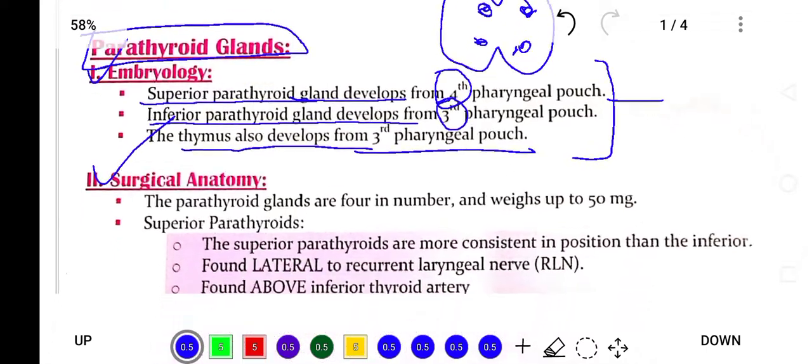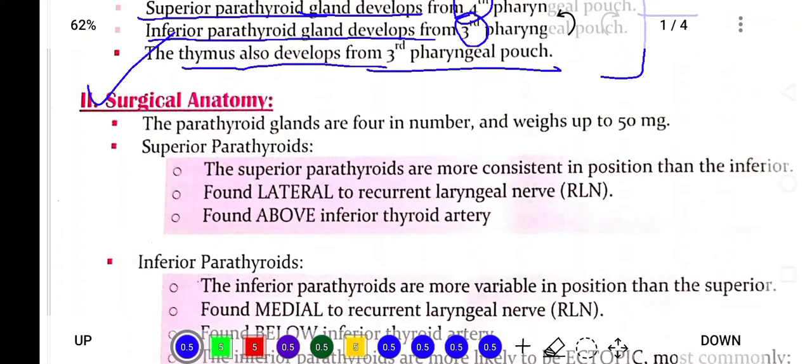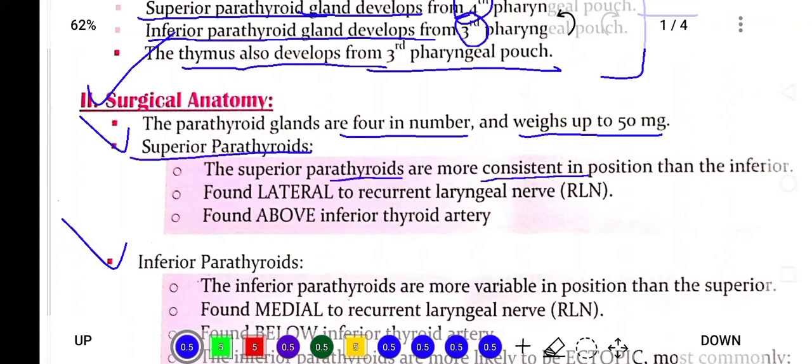And the surgical anatomy of the parathyroid gland is that these are four in number and weigh up to 50 milligrams. The superior parathyroid gland has a different nerve supply and blood supply, while the inferior has its own blood supply and nerve supply. The superior parathyroid glands are more consistent in position than the inferior, and they are found lateral to the recurrent laryngeal nerve.